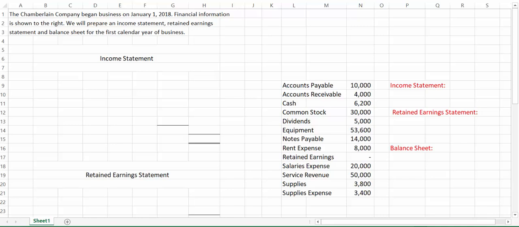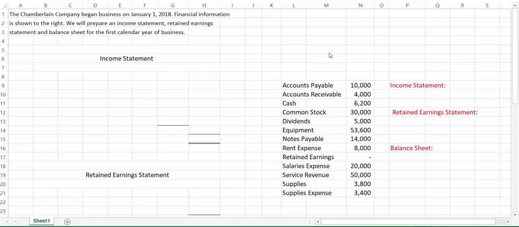Today we're going to take a look at some simple financial statements. So this is appropriate if you have very little experience with financial statements at the beginning of, say, a financial accounting or an accounting principles class. Our information that we're going to be using is here up on the screen. We have Chamberlain Company that began business on January 1st, 2018. Our financial information is shown to the right. And we're going to prepare an income statement, a retained earnings statement, and a balance sheet.